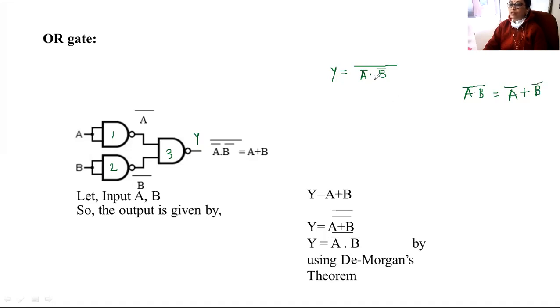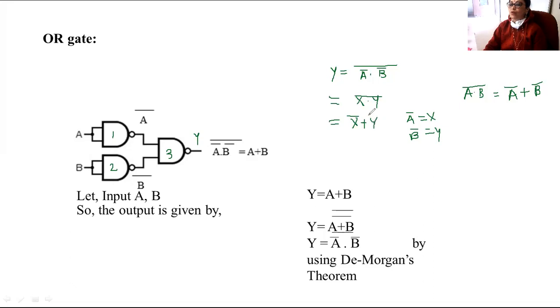Okay. Now, in our case, in place of A, there is A bar. In place of B, there is B bar. Okay. So, let us call A bar as X. Let us call B bar as Y. Okay. So, what will be the next step then? It will be X dot Y whole bar. And by using De Morgan's theorem, what you can write? You can write it as X bar plus Y bar.